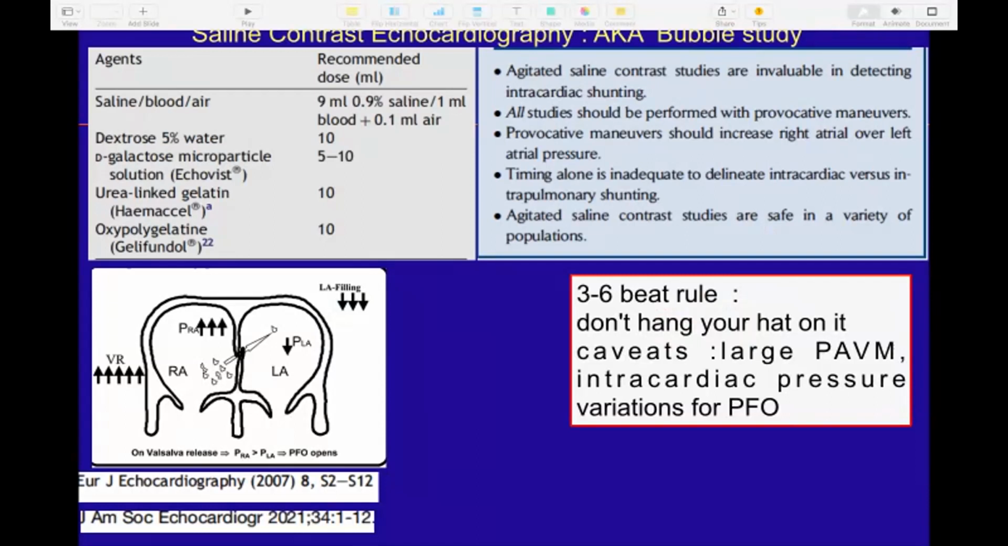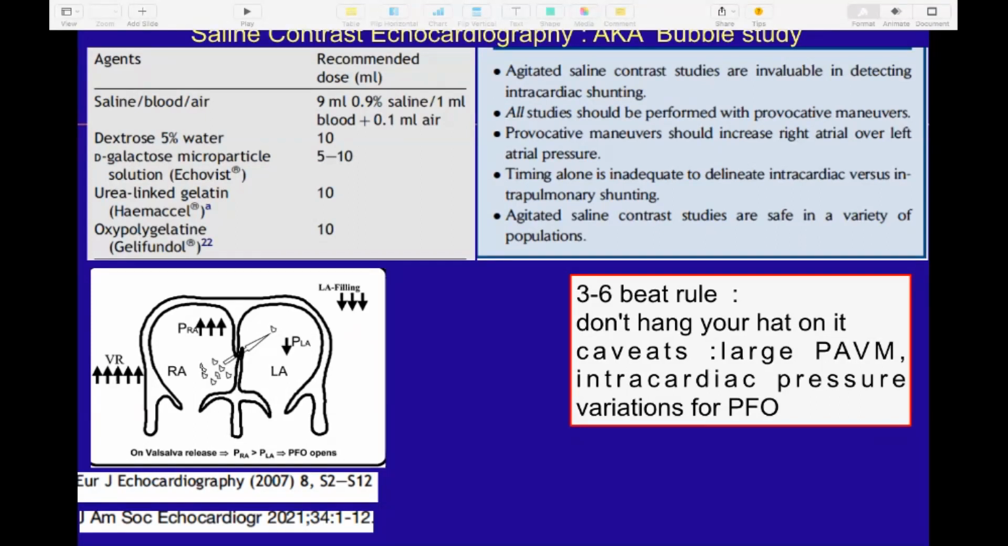So the third part of our talk is going to be briefly focused on saline contrast, because this is also a contrast. So I think the board exams could definitely test you on some of these concepts. And I would definitely refer you to a couple of references, particularly a recent one from JASE, which has a very nice overview of saline contrast.